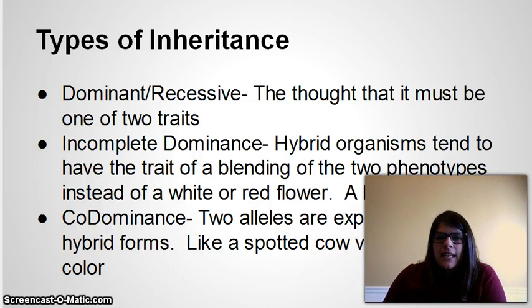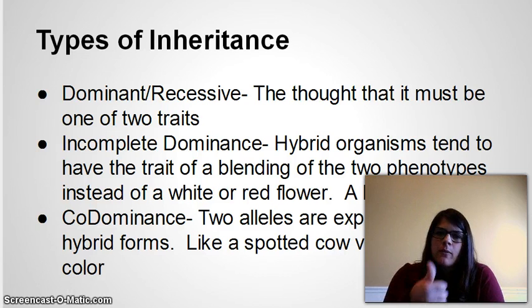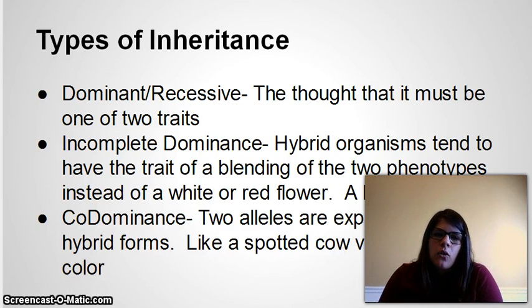The dominant recessive type of inheritance is the thought that it must be one of two traits. So you have the dominant trait or you have the recessive trait. Kind of like, remember our hitchhiker's thumb? Well, that was our dominant or recessive trait. The dominant being that you have the hitchhiker's thumb, the recessive being that you have a straight thumb.